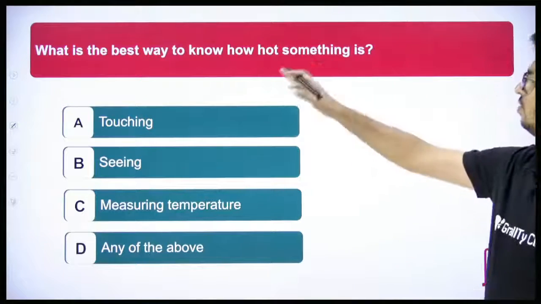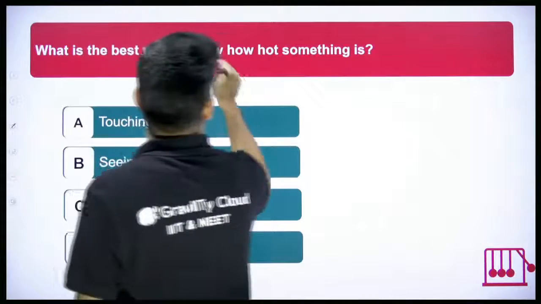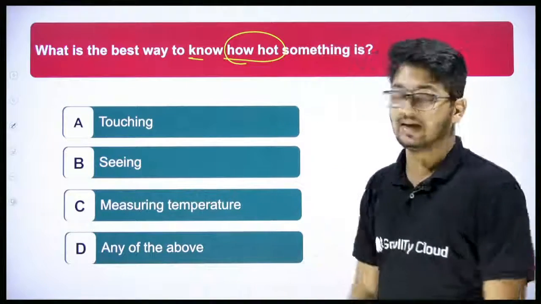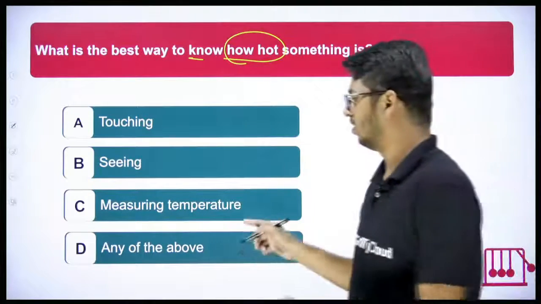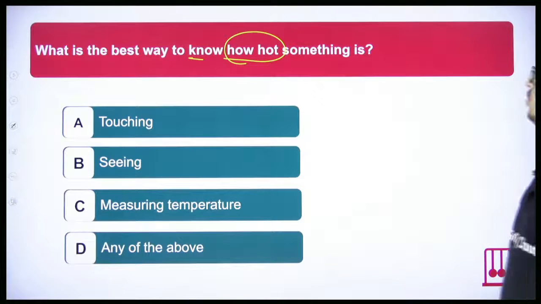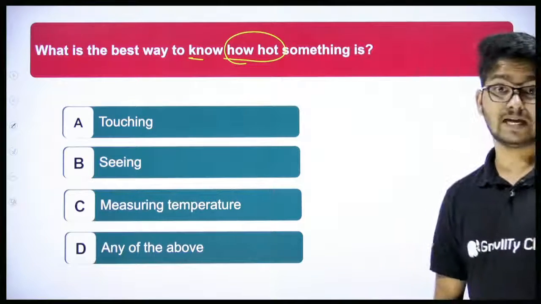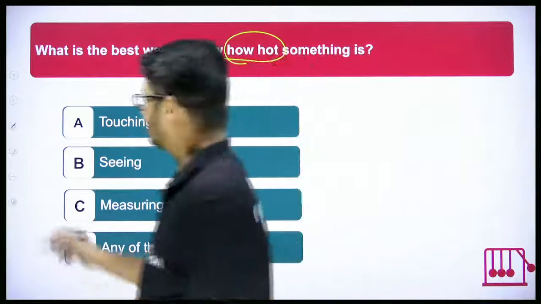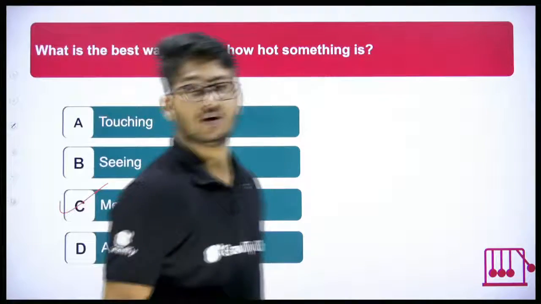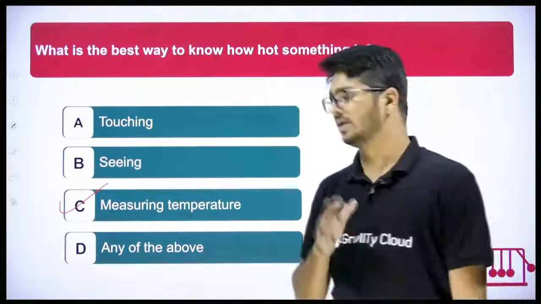What is the best way to know how hot something is? By touching it, by seeing it, by measuring its temperature, or any of the above. What do you think is the answer? A, B, C and D. The correct answer is, yes everyone, all of you are correct, that's wonderful. By measuring the temperature, option C. Good? Wonderful.